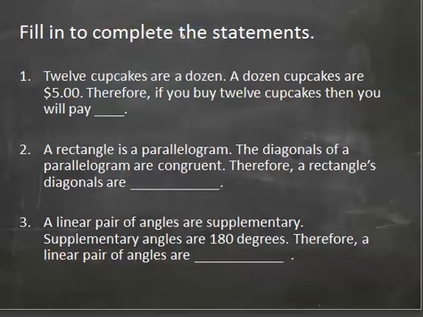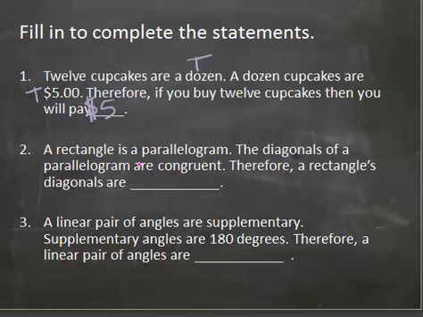Let's look at this using words. It says fill in the blank to complete the statements. 12 cupcakes are a dozen. Okay, that's true. A dozen cupcakes are $5. I'm sure somewhere that's true. Therefore, if you buy 12 cupcakes, then you will pay how much? $5. That is the law of syllogism.